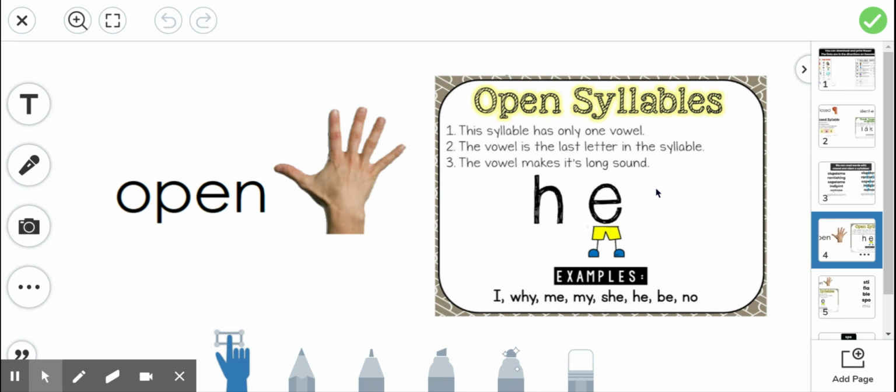So when a syllable ends with a vowel, it is an open syllable, and that vowel makes the long vowel sound. So you actually know lots of itty bitty words that are open syllables. If you take a look at this list down here, these are words that you learned a long time ago, but they all end with a vowel, and the vowel is a long vowel. So I, Y, me, my, she, he, be, and no, they are all open syllable words.